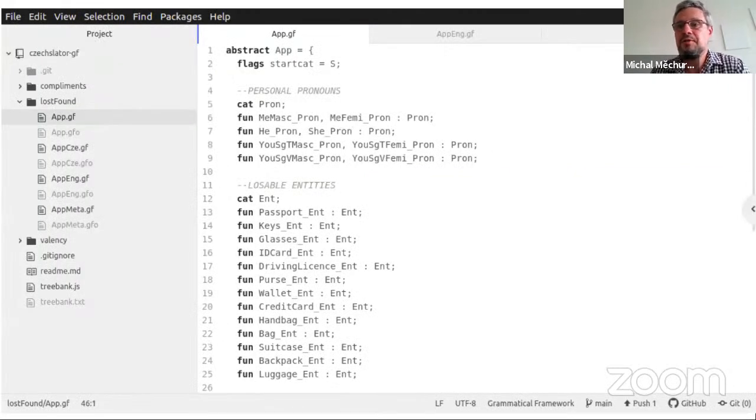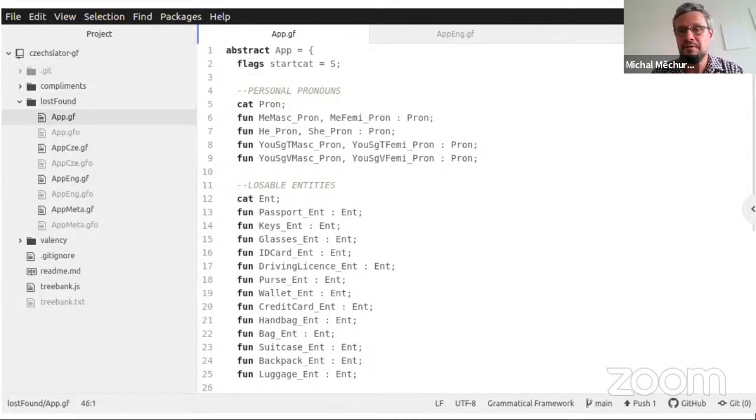So I've started building a lot of relatively small and relatively simple application grammars in GF that allow me to generate sentences which can then, with a little bit of post-processing, be converted into this fully expanded formalism that CheckSlater expects the data to be in. So here's an example of one. This is an application grammar for generating sentences where people have lost things or found things.